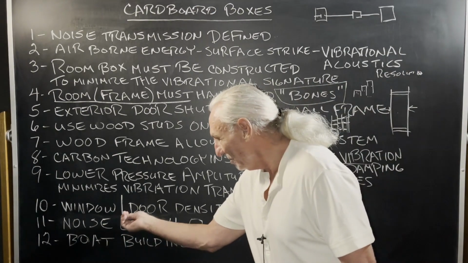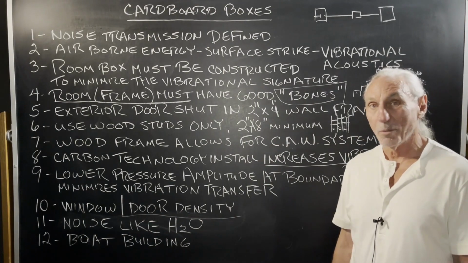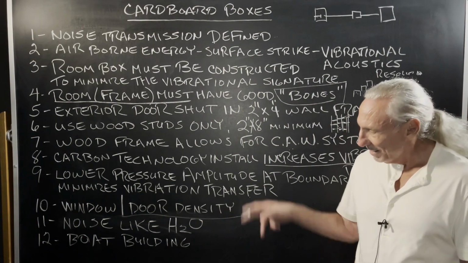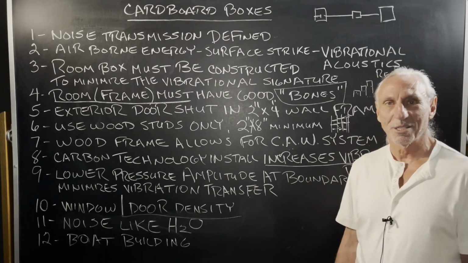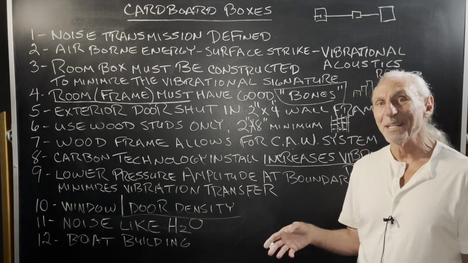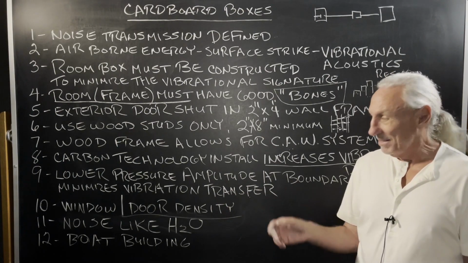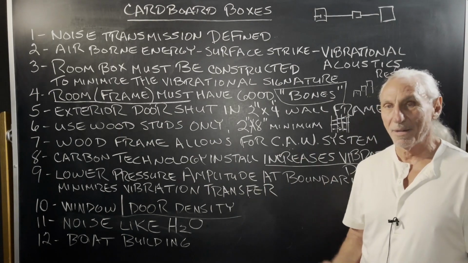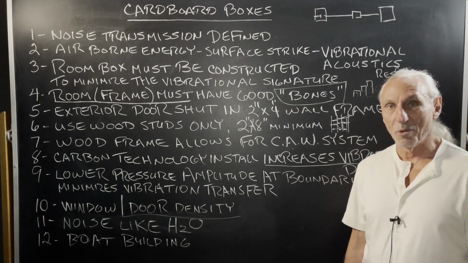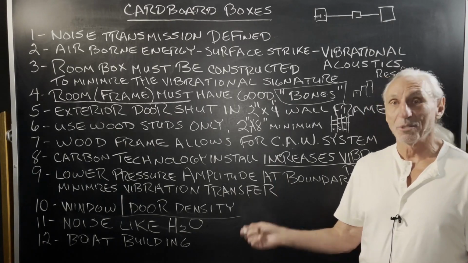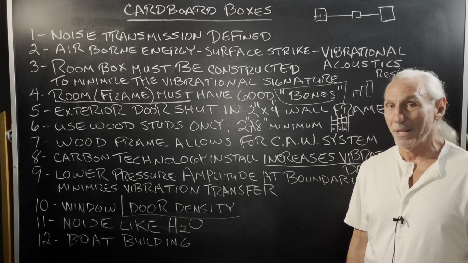So, windows and doors, the weakest link. I think there was a show on TV: you are the weakest link. Doors and windows are the weakest link in the structure. Why? Because they're not the same density as the wall. And sound is like water. It'll look for that weakest part and drip through it. Noise is like water, so it'll find that weak link and drip through it. Windows are a weak link. Doors are a weak link.